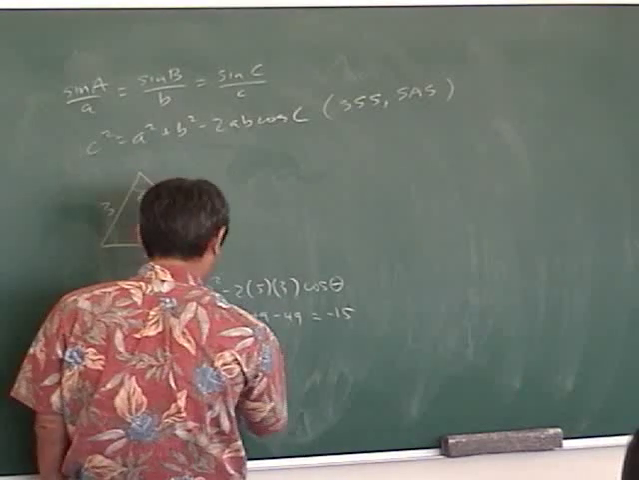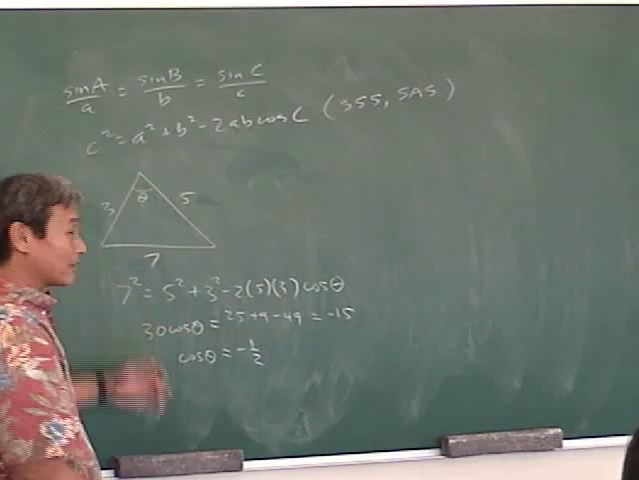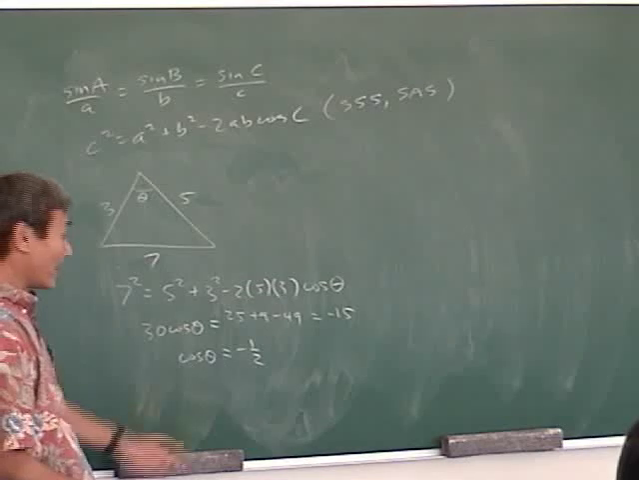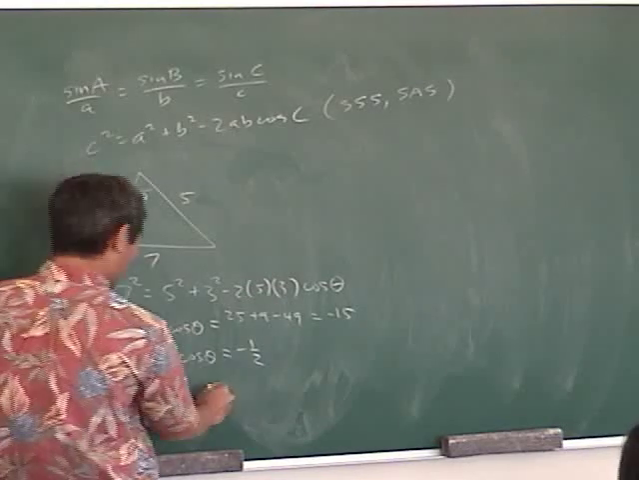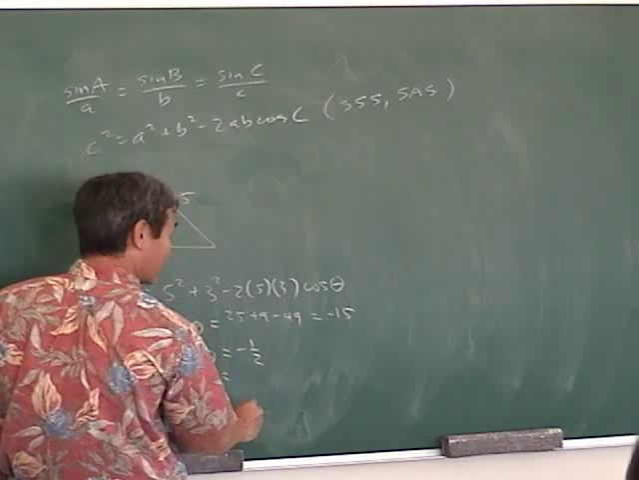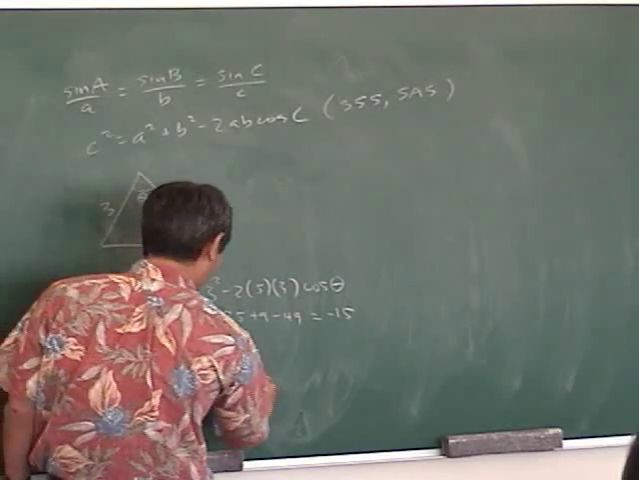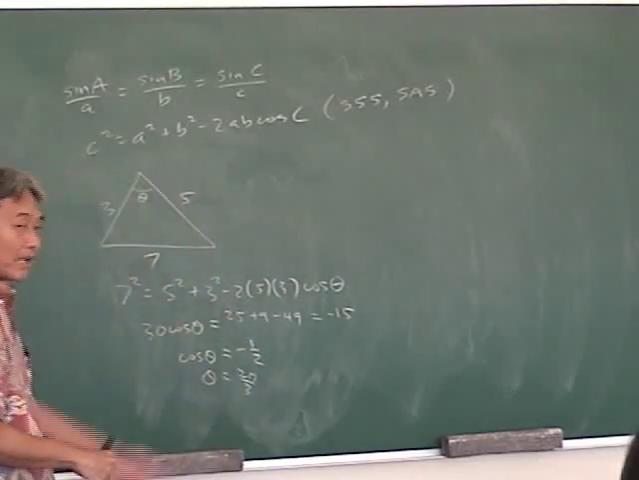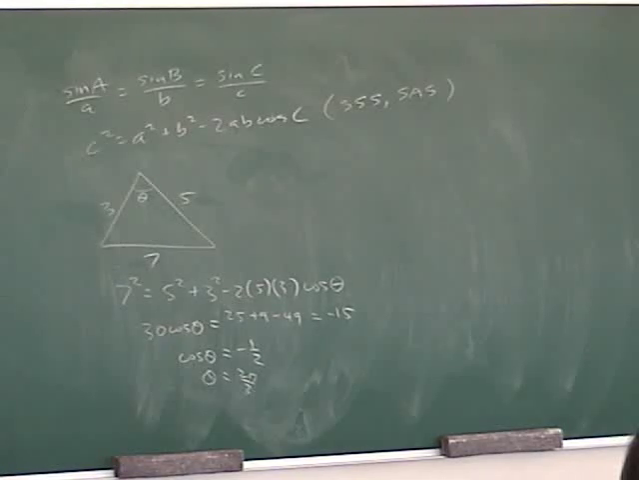That's negative half. Do I need my calculator to figure out that angle? No, this one I can find, right? Because that's a number I know. So what's this angle? 2 pi over 3, or you can write 120 degrees. I don't care if you give me radians or degrees. So take either. But this one would be no calculator.